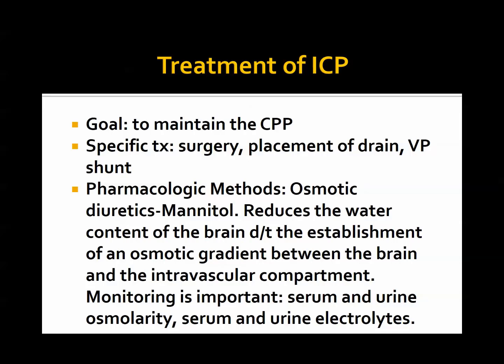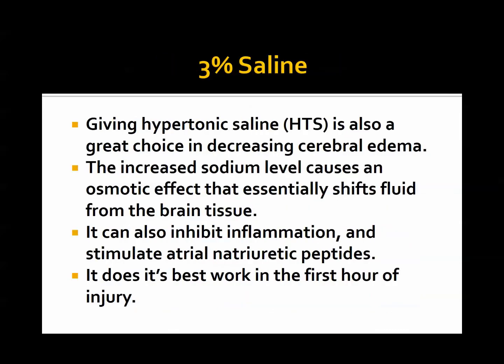So we want to try using some methods then to decrease brain tissue edema. One of the most common things to do is use a diuretic called mannitol. Now that's an osmotic diuretic, and so it basically works by pulling the fluid from the brain and putting that into the vascularity, and then of course it gets excreted from there. So monitoring is really important. Monitoring serum and urine osmolarity, serum and urine electrolytes are really important, as well as just fluid status for this patient. That's super important.